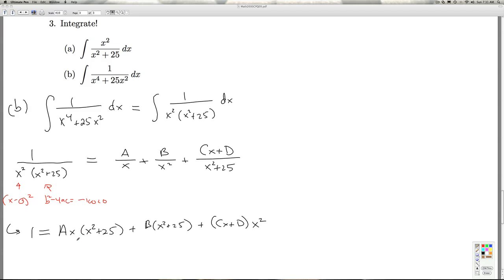All right, now, I could choose x equals 0. If I plug in x equals 0, that's a good choice for x. On the left-hand side, I'm going to get 1. I plug in x equals 0 to the first term. That's going to zero that out. I plug x equals 0 in here, I'm going to be left with 25b. If I plug x equals 0 in here, that zeroes out. So this tells me that b is 25. Excuse me, not 25. 1/25, 1 over 25.